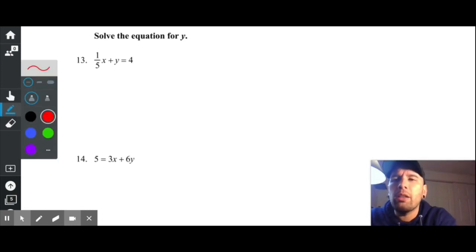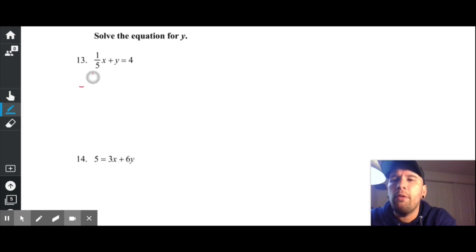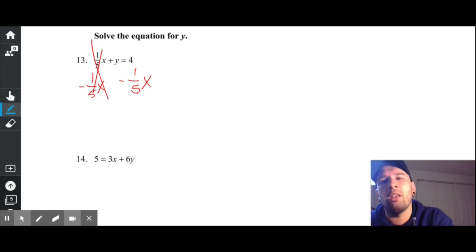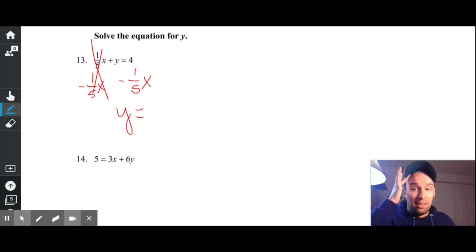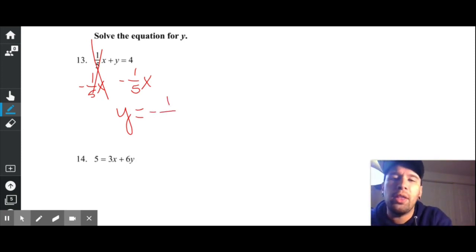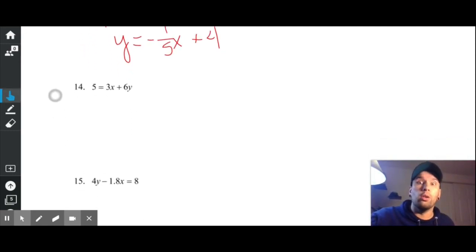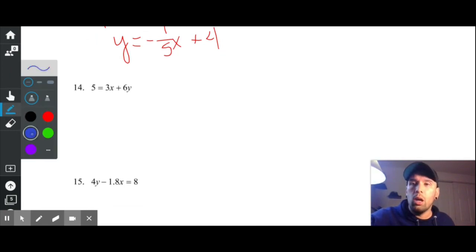In order to get y all by itself, I'm going to subtract 1/5 x from both sides. Yes, both of them. If that was just 1/5, I'd subtract 1/5 from both sides. So now that there's an x attached, nothing changes. Y equals, now I have a 4 and a negative 1/5 x. Because of slope-intercept form, I'm going to write this as negative 1/5 x plus 4. If you don't know what slope-intercept form is, you will very soon.